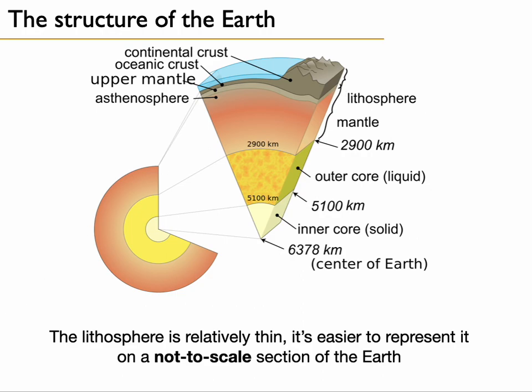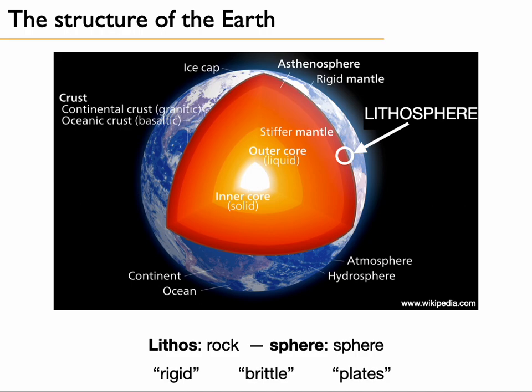Let's go back to the scaled model. So what does lithosphere mean? Lithosphere is the aggregation of two words, lithos, which basically means rock, and sphere, which is a sphere. And usually we associate several terms to the lithosphere.